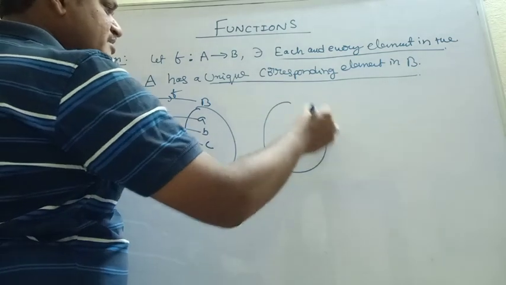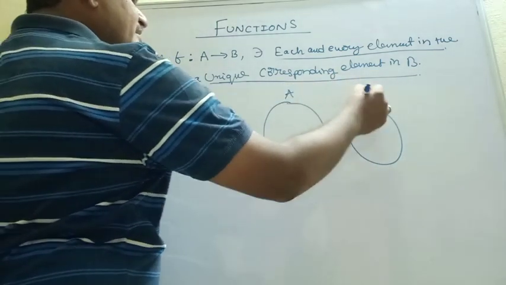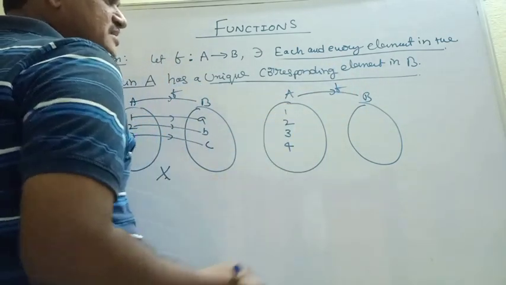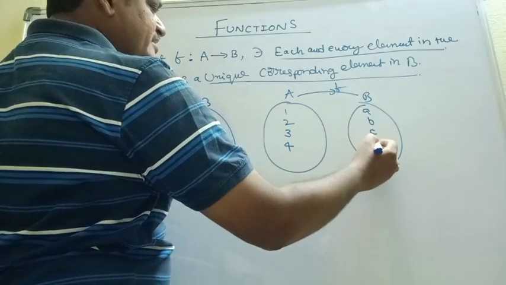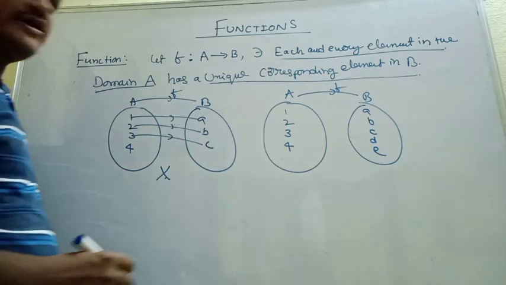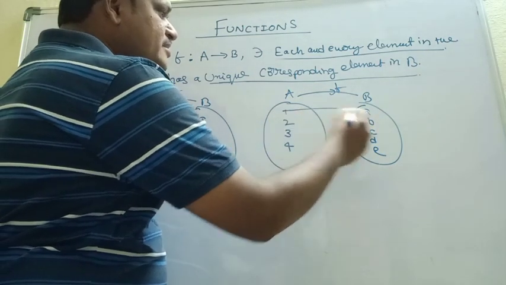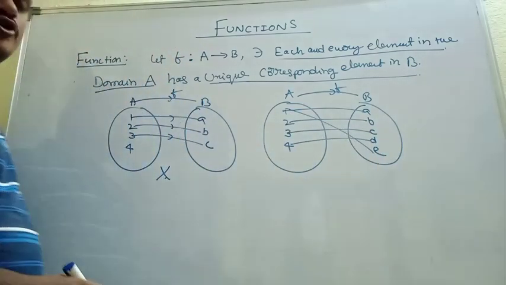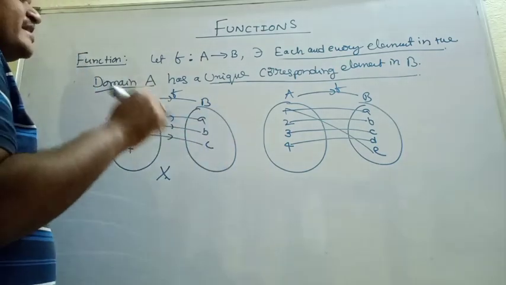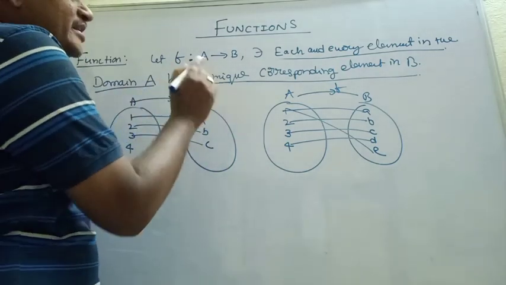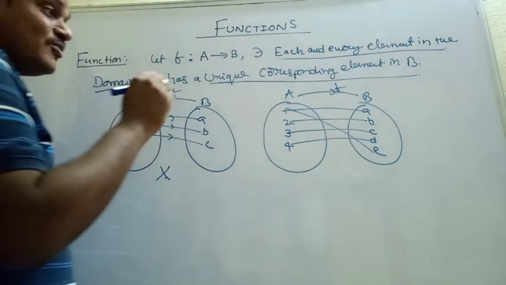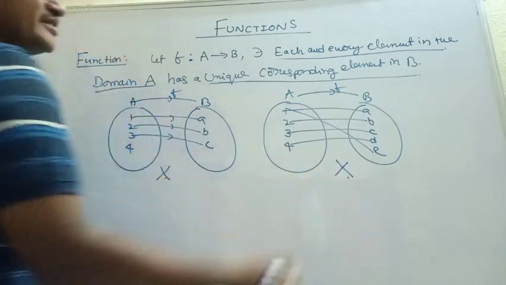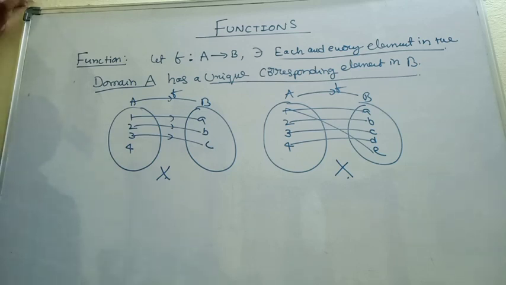Next, what we have here is A and B, and f is like this. Now 1, 2, 3, 4, and A, B, C, D, E. See this example: 1 with A, 2 with B, 3 with C, 4 with D, 1 with E. Is it a function? No, because each and every element in the domain must have a unique, only one, corresponding element. But here 1 corresponds with A and 1 corresponds with E. Therefore this is also not a function.